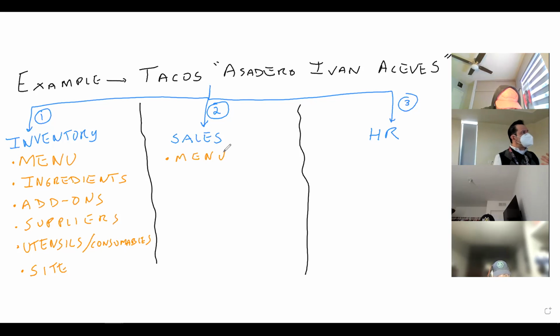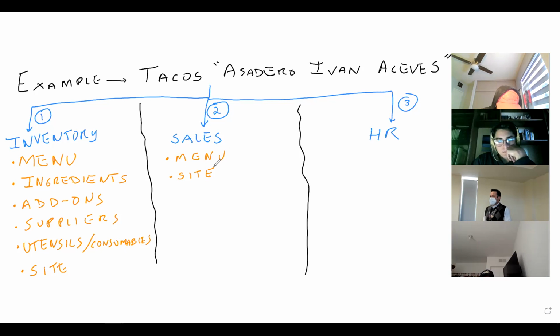What could be another entity with regards to sales that we might want to add there? The site, correct. We would like to keep track of the sales with regards to the sites. That would make sense. Let's add one more. What else would be important as an entity with regards to sales over here at home?